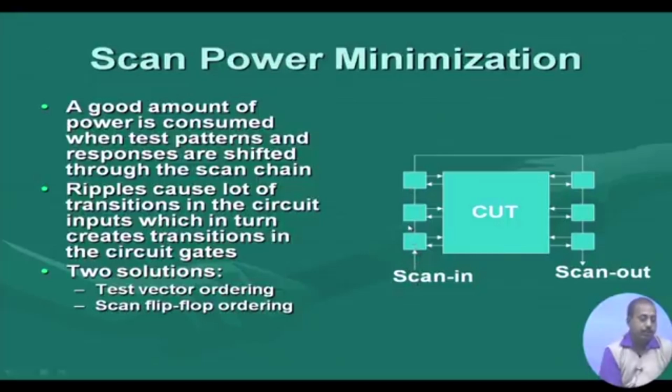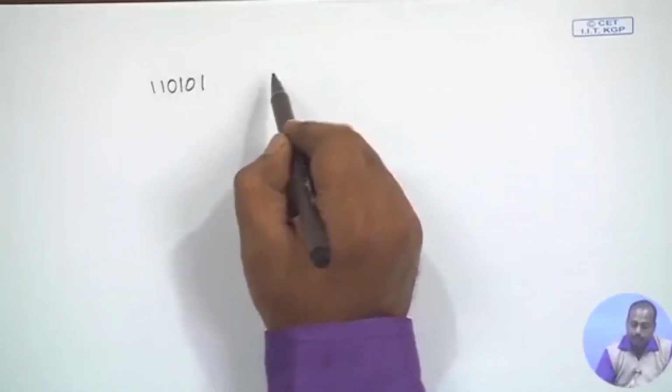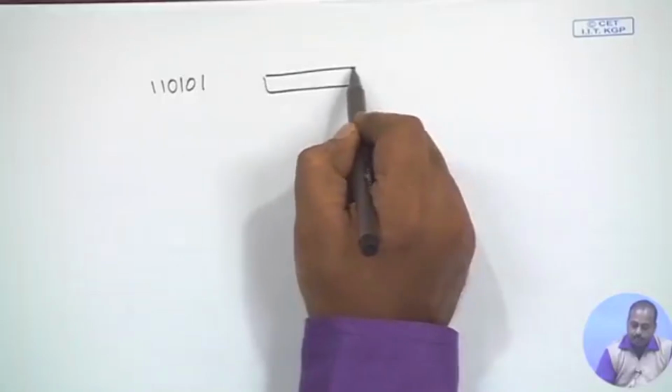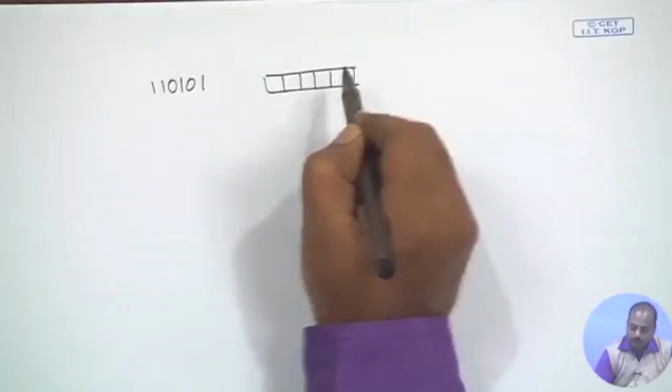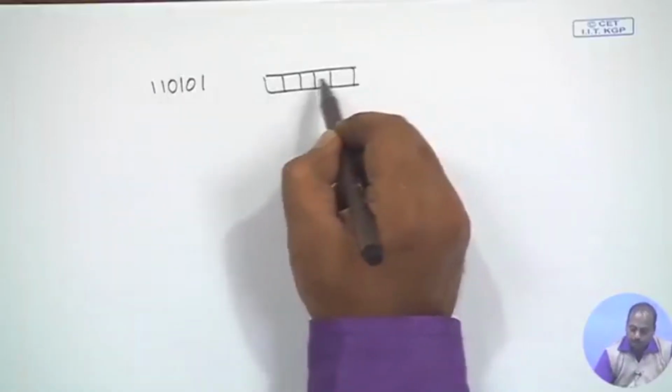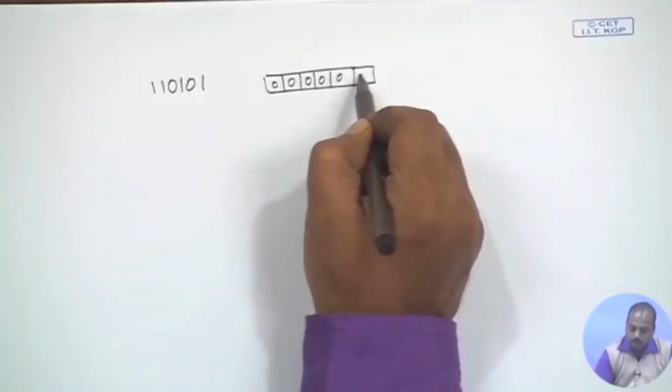Now, in each shift, that will generate some transitions in the circuit. So, if we are looking for an exhaustive calculation, then what we have to do is this: if I have to shift in the pattern say 1 1 0 1 0 1 like this, and initially assuming that the scan chain contains all 0, that is, the flip flops have been reset and are containing all 0.